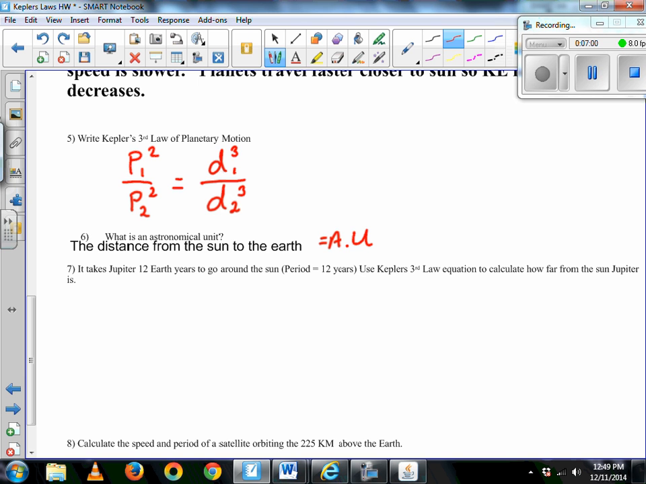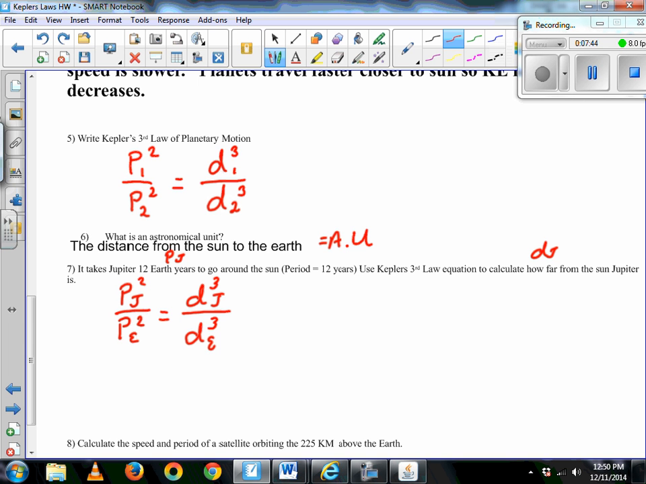Very, very easy problem. If I want to know, it takes Jupiter 12 years. That's the period of Jupiter to go around the sun. Use Kepler's laws to calculate how far, which will be the distance of Jupiter from the sun. Well, I'm going to use this formula up here, but instead of 1s and 2s, I'm going to put the period of Jupiter. I'll square that. And down here, I'm going to use the period of the Earth, because the Earth is something I know, first of all, and if I use AUs, it's going to make it really, really easy to do. This will be the distance Jupiter is from the sun, cubed. This will be the distance Earth is from the sun, cubed, both in AUs.